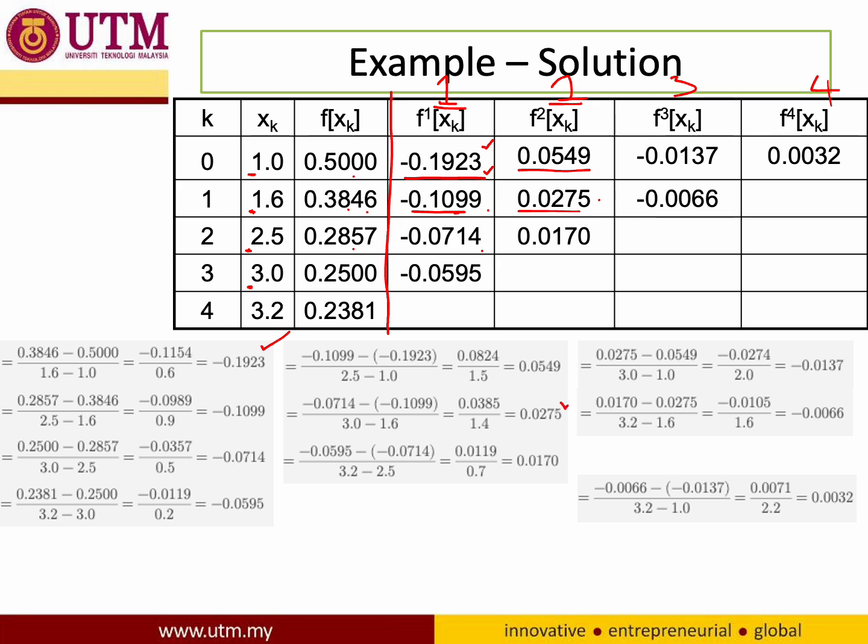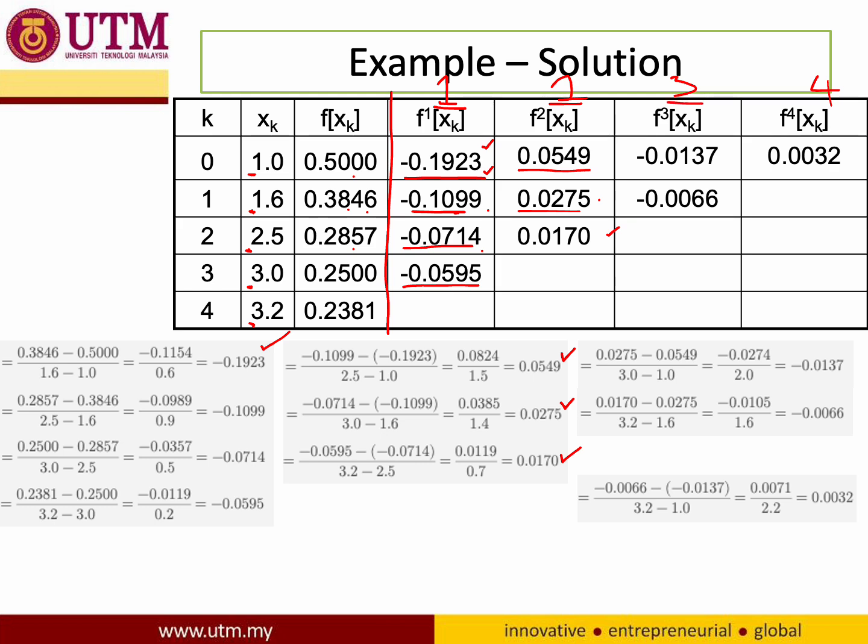So this is the calculation that you can see. This is for the 0.0549, this is for 0.0275. For the third row here, this one 0.0170. You can see this calculation whereby you have this minus this divided by 3.2 minus 2.5.